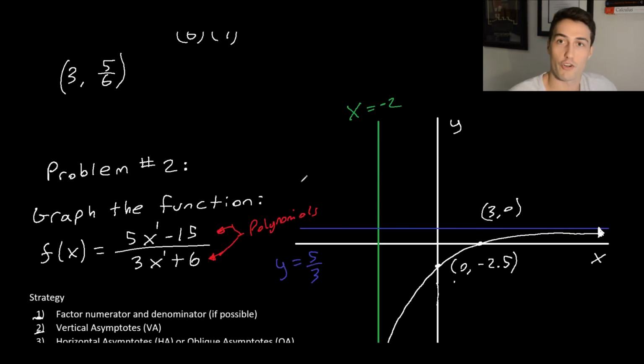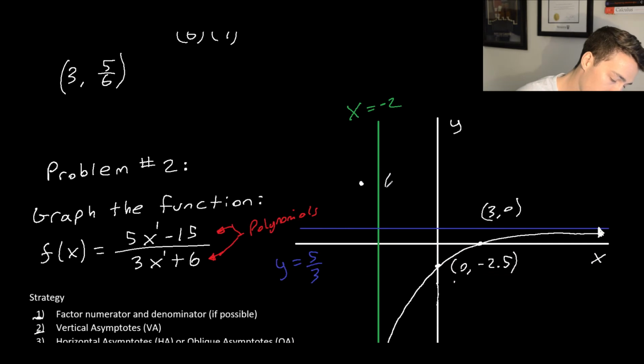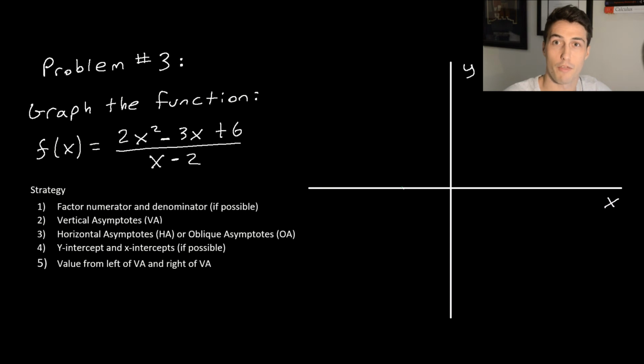If I go to our graph, we can say negative 3 is probably here, and 10 is probably up here. So we can have (-3, 10). We now know that the graph looks something like that, and slopes up that way. Alright, so now we can move on to problem number 3.